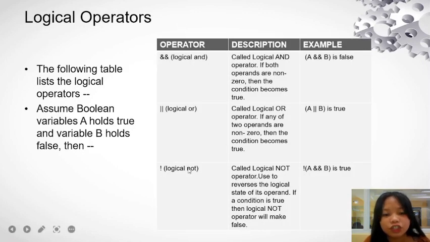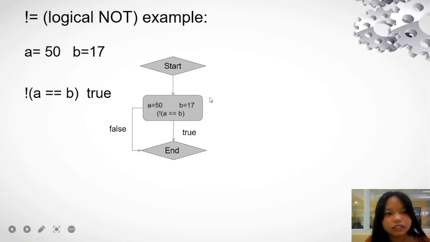So lastly is logical NOT. This is the symbol of logical NOT, called the logical NOT operator, used to reverse the logical state of its operand. If a condition is true, then the logical NOT operator will make it false. So NOT (A and B) is true. I have also an example for logical NOT. Same with OR, A is equal to 50 and B is equal to 17. So if A is not equal to B, it will print true. If not, it will print false.